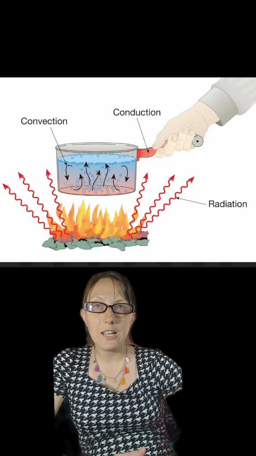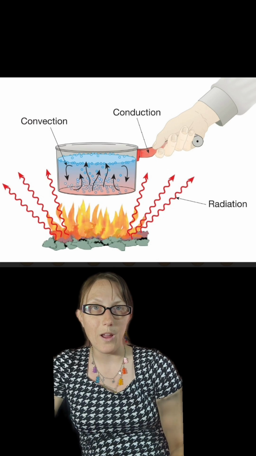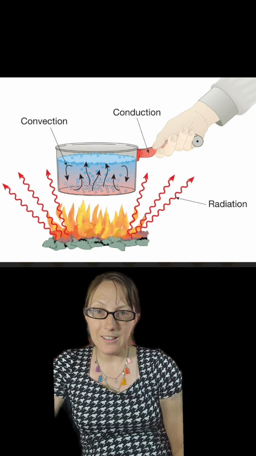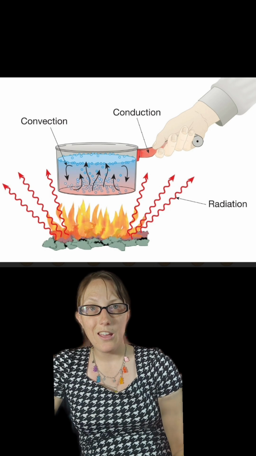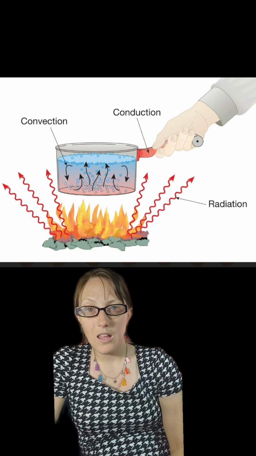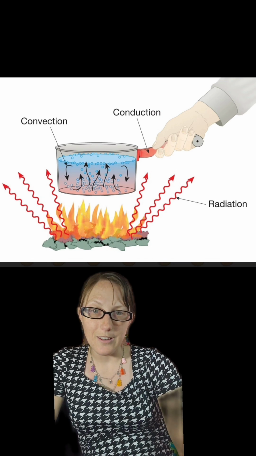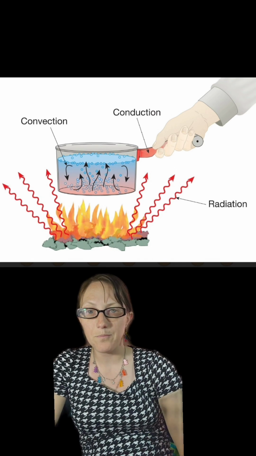And then finally, radiation is heat energy transferred through electromagnetic waves. The sun is a very good example of radiation heat. It radiates the heat to the earth. We also get it off of the fire itself. You can feel heat radiating off of a campfire or things like that.